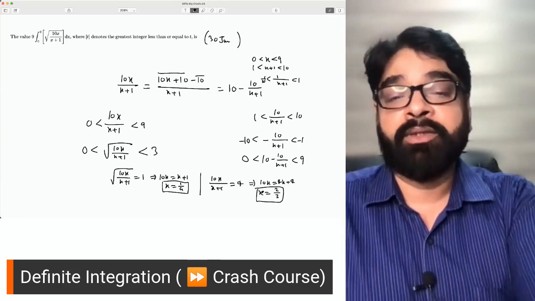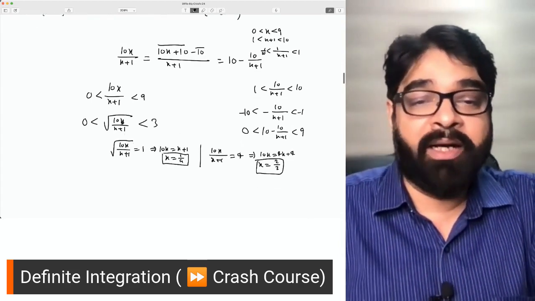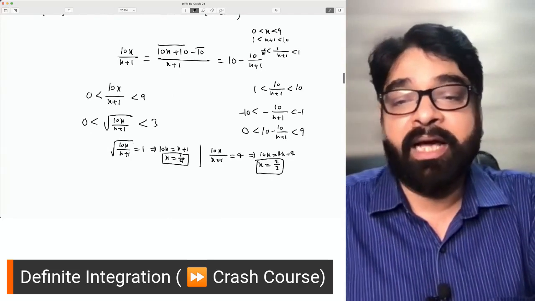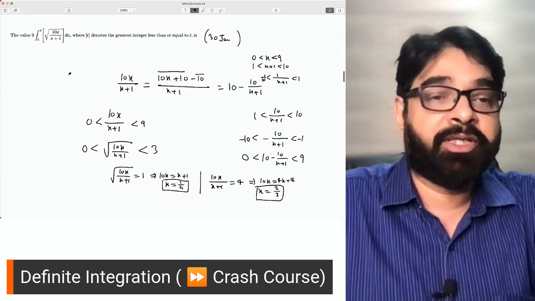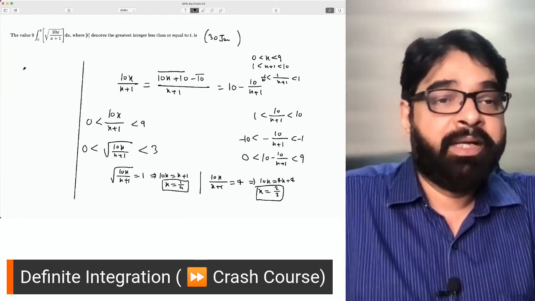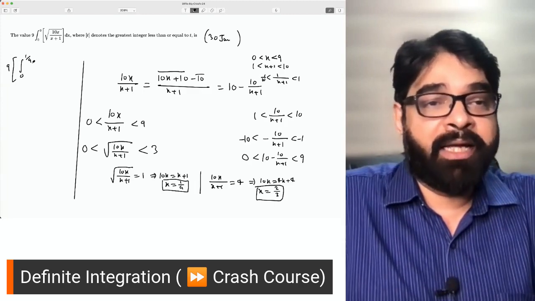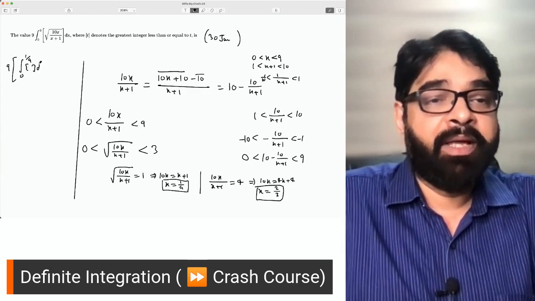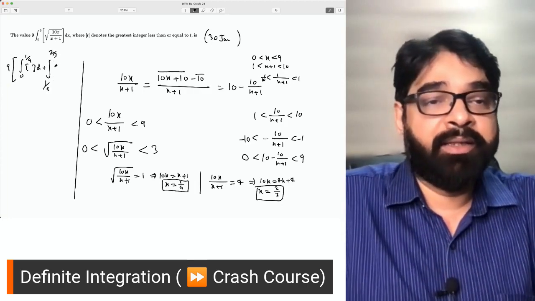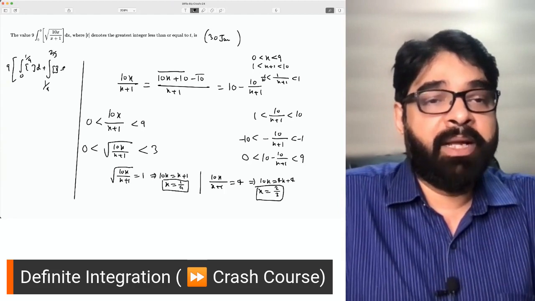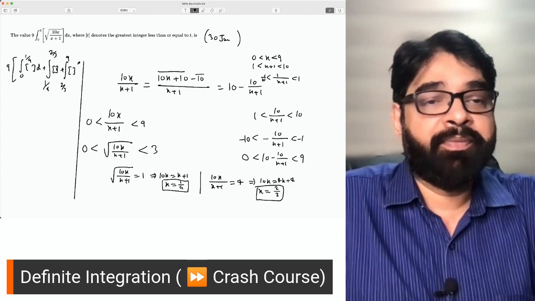This is another point. Yes, there is a possibility of 1 and 2. So 1 will happen at x equal to 1 by 9 and 2 will happen at x equal to 2 by 3. That means I have to break the integral like this: 0 to 1 by 9, plus 1 by 9 to 2 by 3, plus 2 by 3 to 9. Question done.